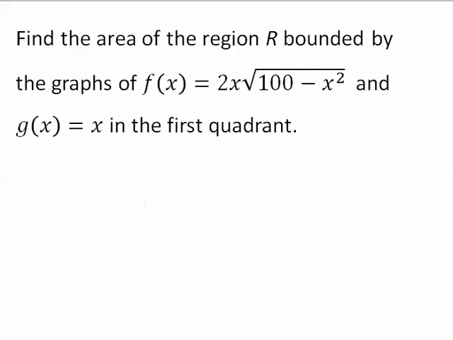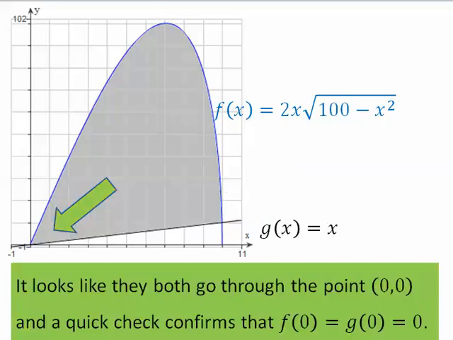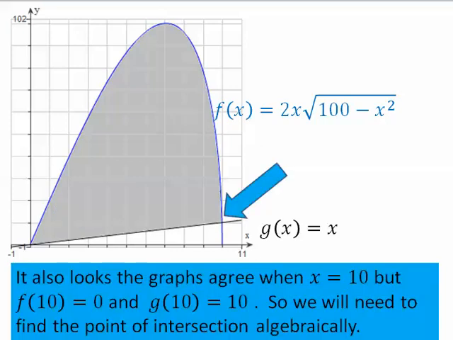6.2.37. Find the area of the region R bounded by the graphs of f and g in the first quadrant. We're looking for points of intersection, and we can do that either graphically or algebraically. It looks like they both go through the point (0, 0), and a quick check confirms that f(0) equals g(0) equals 0. It also looks like the graphs agree when x equals 10, but they do not.